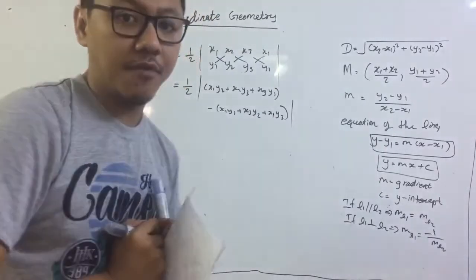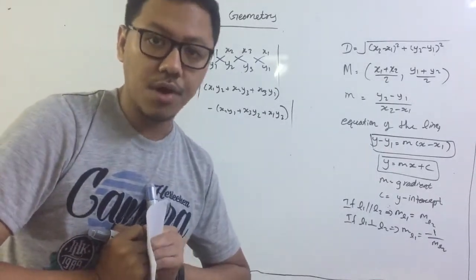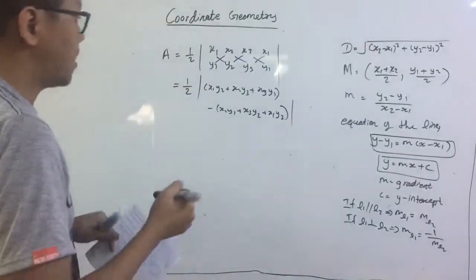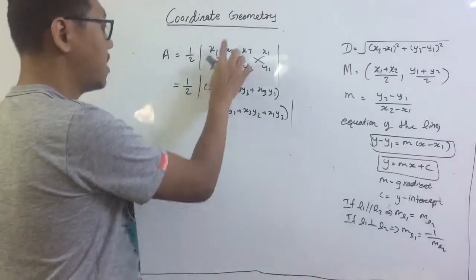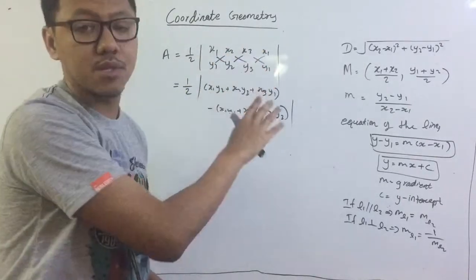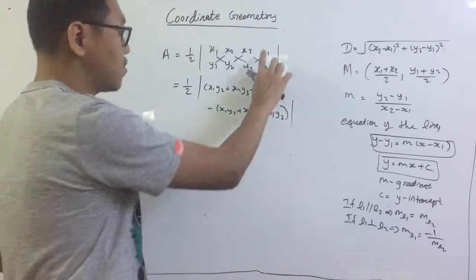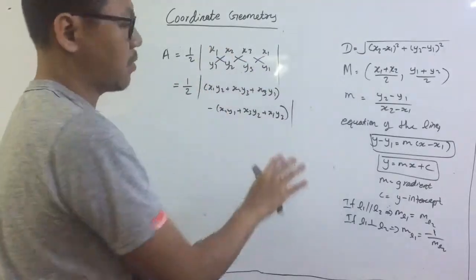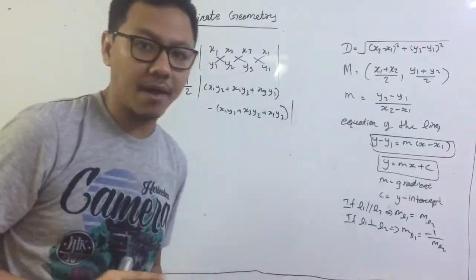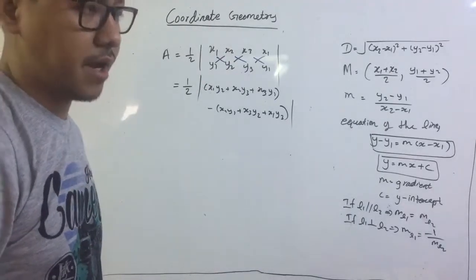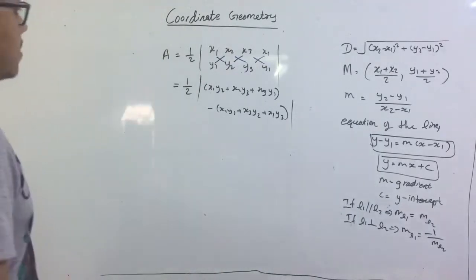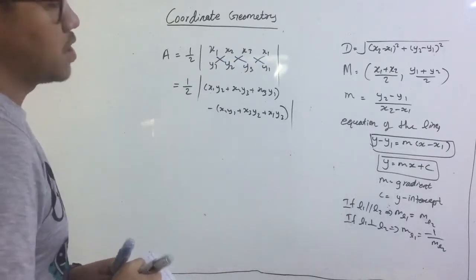You can also find the area of a quadrilateral. If there's a quadrilateral, it will have four sides, right? It will be x1, y1, x2, y2, x3, y3, and x4, y4, and then x1, y1 again. Then you do it the same way. You can find any area: quadrilateral, rhombus, square, trapezoid.